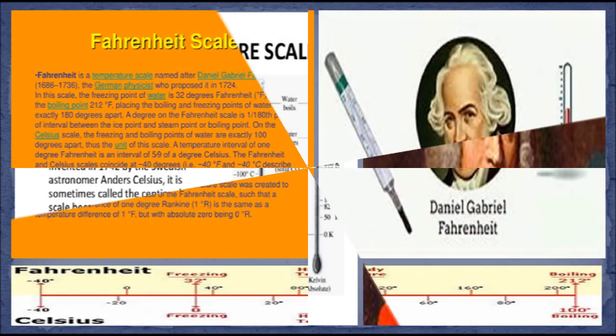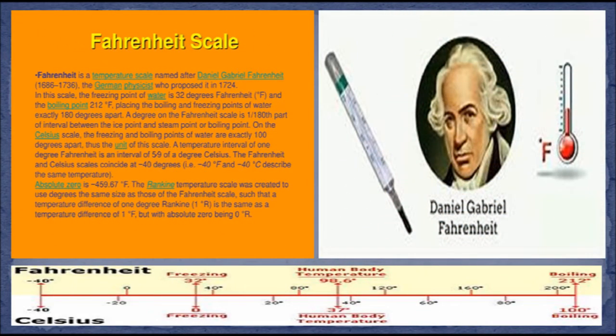Fahrenheit scale. The Fahrenheit scale was developed by Gabriel Fahrenheit. On this scale, the freezing point of water is 32 degrees Fahrenheit and the boiling point is 212 degrees Fahrenheit. Between 32 degrees Fahrenheit and 212 degrees Fahrenheit, the scale is divided into 180 equal parts.